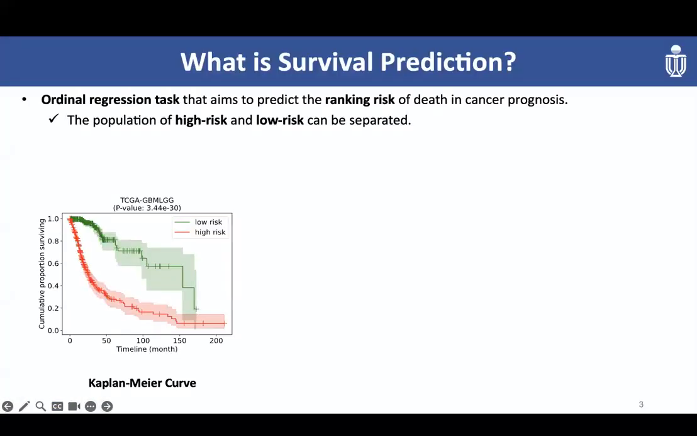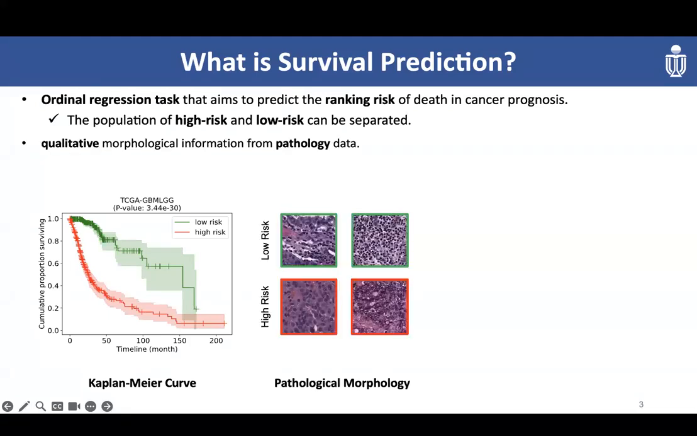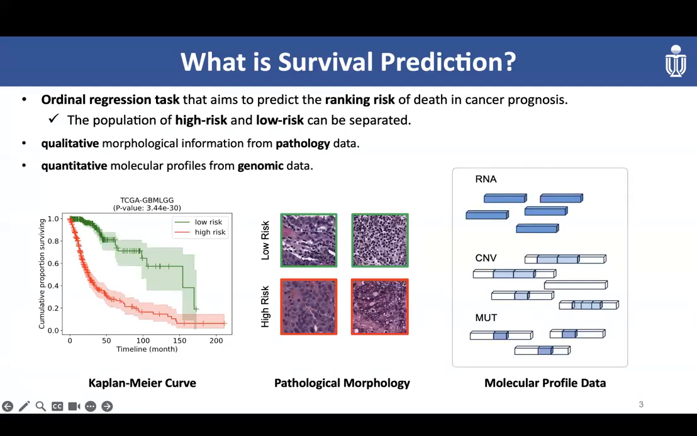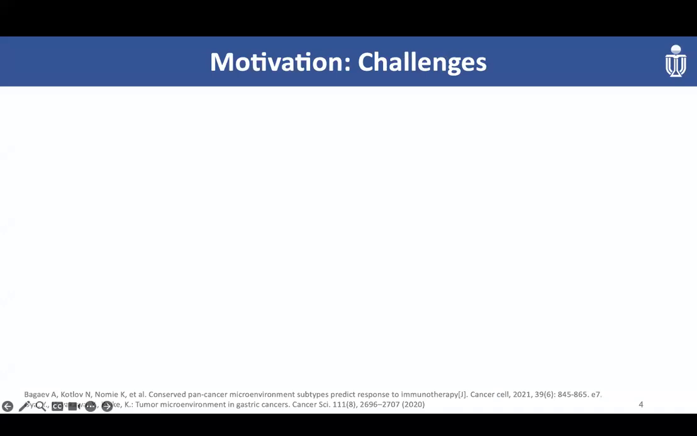Survival prediction is actually an ordinal regression task that predicts the ranking risk so that the population of high risk and low risk can be separated. It generally integrates the qualitative pathology data and quantitative genomics data. However, it still suffers from some issues.